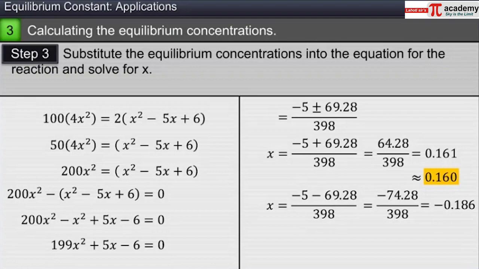The other form is x is equal to minus 5 minus 69.28 divided by 398. This becomes equal to minus 74.28 divided by 398, which is equal to minus 0.186. As concentration cannot have a negative value, it is clear that the correct value of x is 0.160.